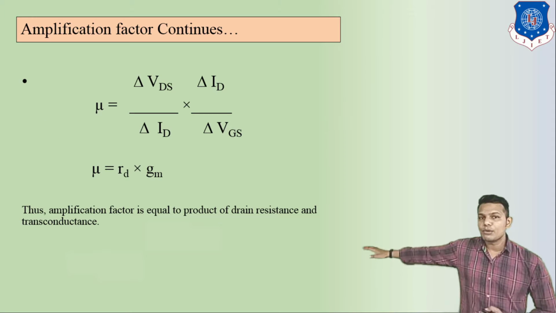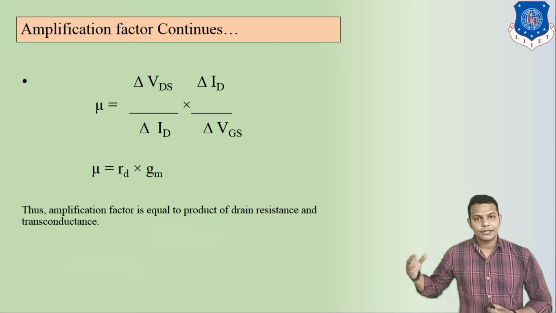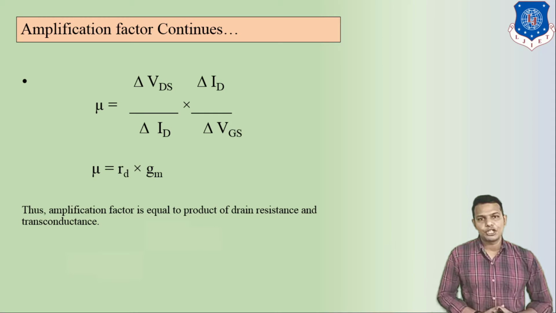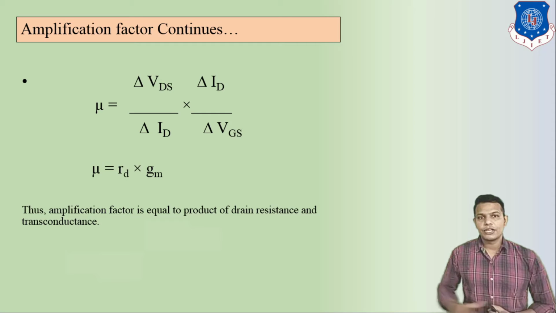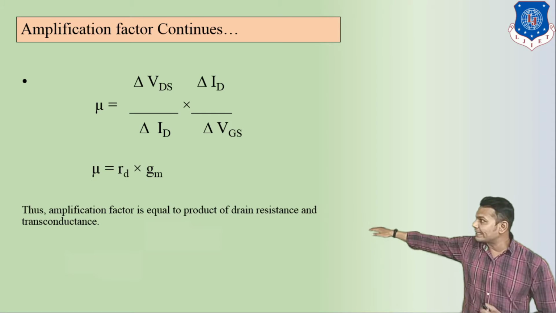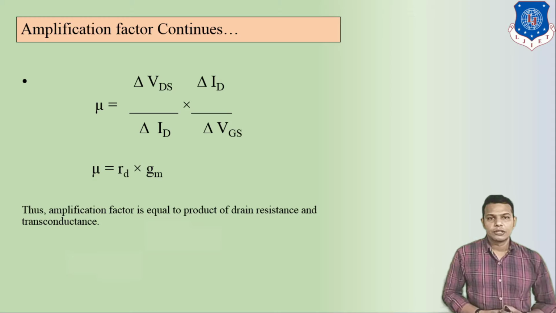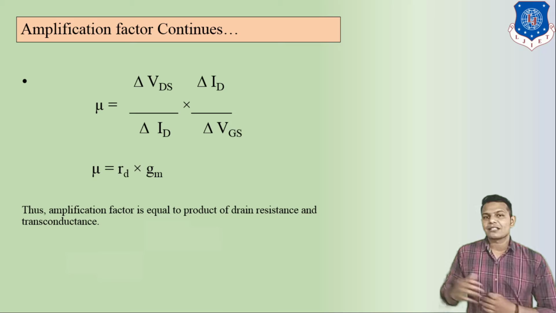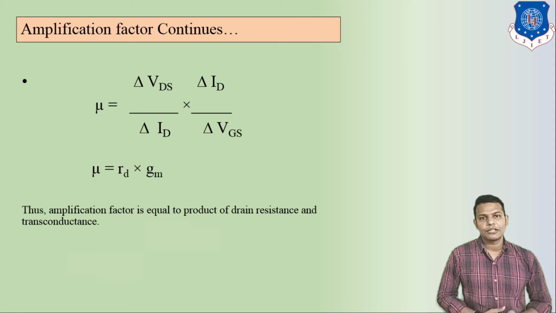Basically, we can write mu is equal to delta VDS upon delta ID, which is dynamic resistance RD, into delta ID upon delta VGS, which is GM, transconductance. If I cancel out delta ID, it becomes delta VDS upon delta VGS, which is the amplification factor. So it is equal to the product of drain resistance and transconductance. These are the parameters for FET.